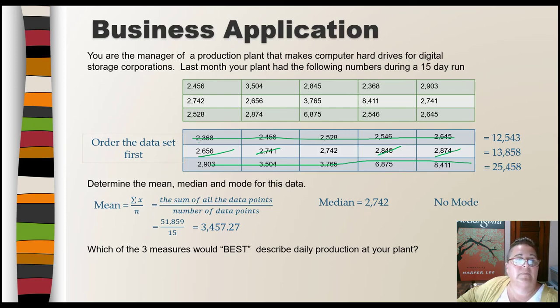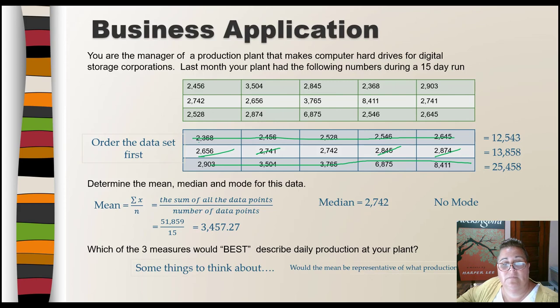Now, which of these three measures, the mean, the median, or the mode, would best describe daily production at your plant? The average is 3,457. Are you making 300, or is the plant making 3,457 on average? Is that average, or is that mean, representative of what your plant does on a daily basis?